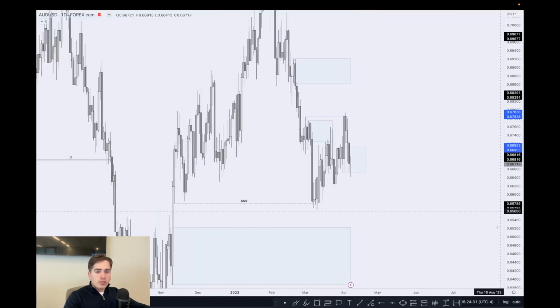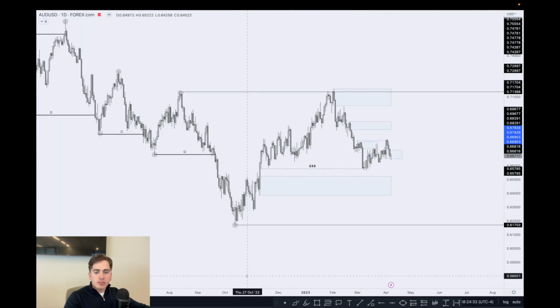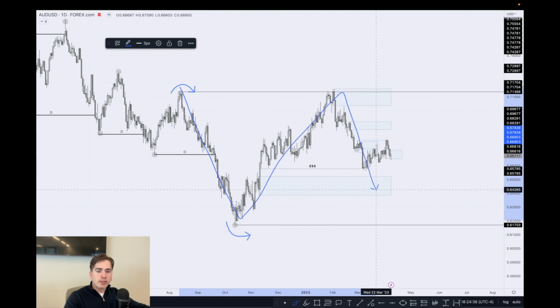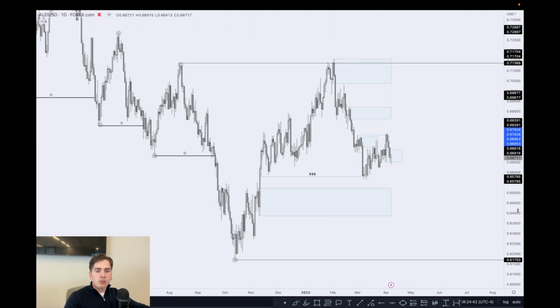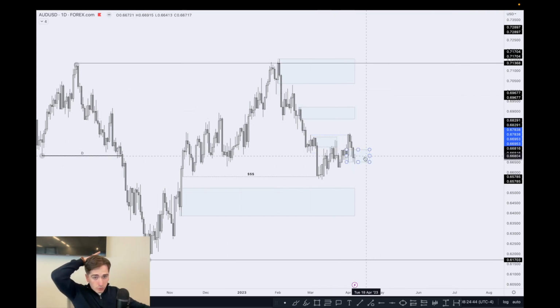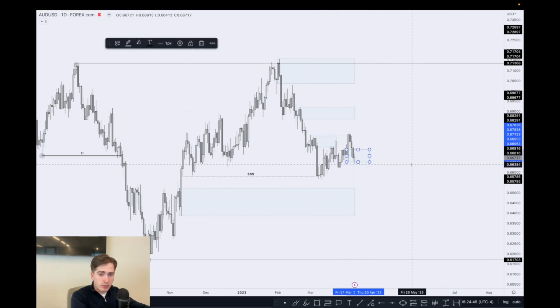So Aussie dollar on the daily time frame. Aussie dollar on the daily time frame is still bearish. This is your swing high, this is your swing low. Of course, we expect push down, pull back, push down. So still looking for further downside from a daily perspective on Aussie dollar. It reacted to, of course, this area of demand. This area of demand did not hold.